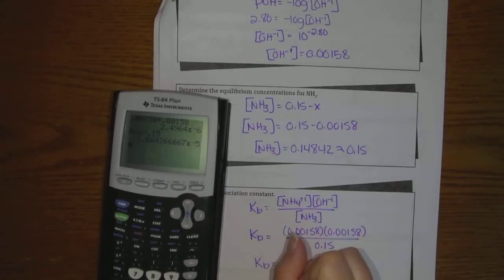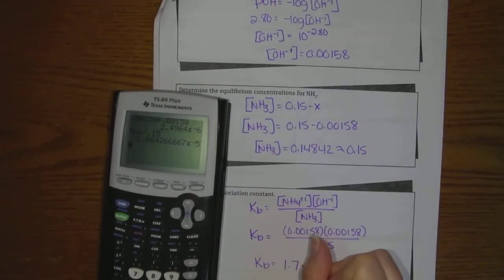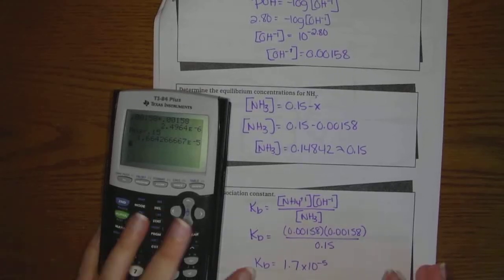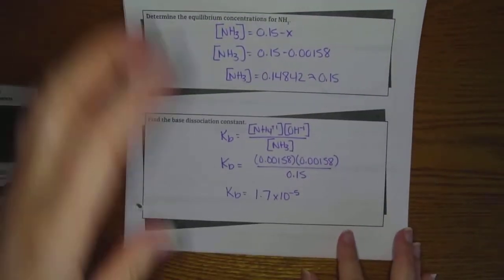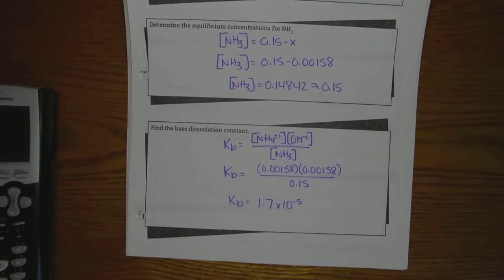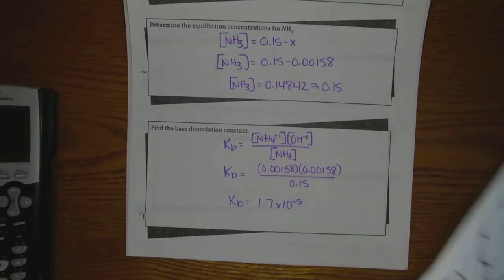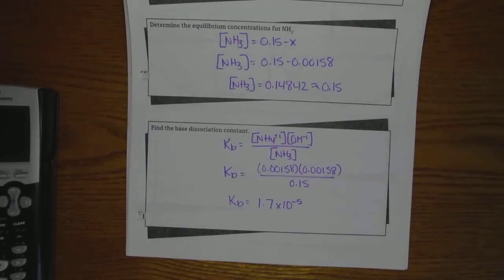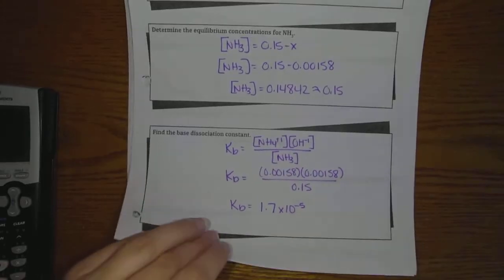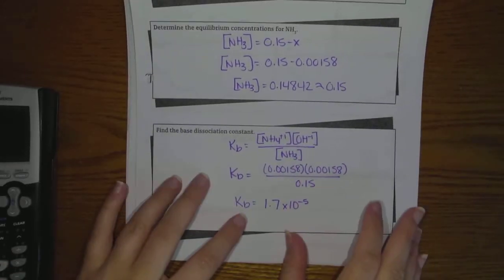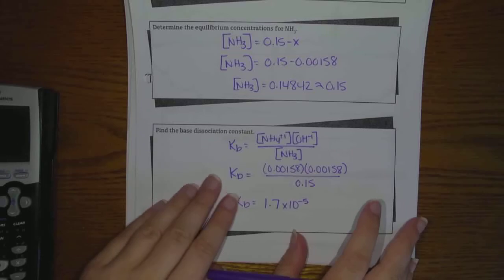Okay. So that's going to round off to 1.7 times 10 to the negative 5th. So if that's what you got for your answer, you're doing it correctly. That's how we would find Kb. Now, why am I going to go through this whole situation of finding Kb and Ka?